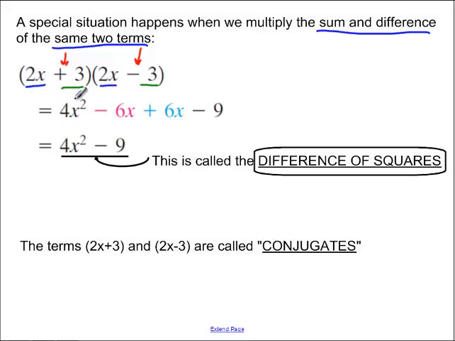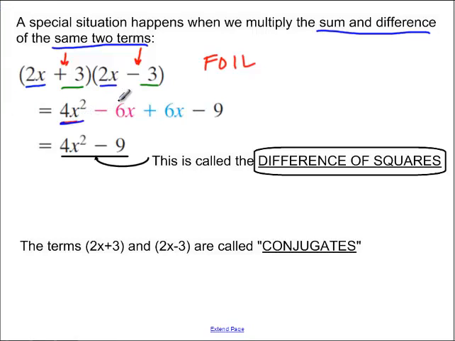If we do the FOIL, and again, FOIL talks about first, outside, inside, last. The first terms we multiply together, 2x times 2x. If we take a look at the signs, positive times a positive gives us positive. 2 times 2 gives us 4. X times x gives us x squared. So this is our first term. First term is right there.